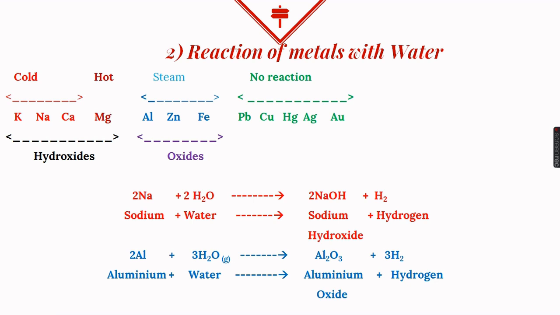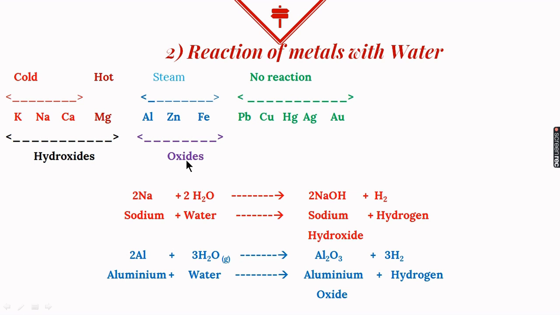Now the second thing that we need to understand here is that these metals from potassium to magnesium, on reacting with water, form hydroxides. The rest of the metals form oxides. Actually these metals also form oxides, but as soon as the oxides are formed they again react with water to give us hydroxide. So these metals have been divided into two groups. One group gives hydroxides with water, the other group gives oxides with water.